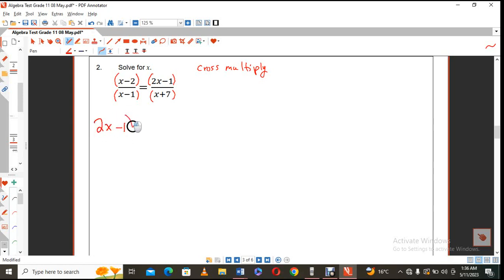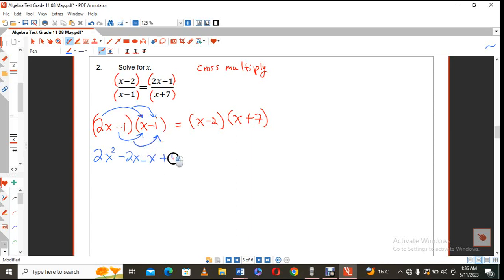So I'm going to start with 2x minus 1 on the left, multiplied by x minus 1, equal to x minus 2 multiplied by x plus 7. Okay, right, so we're going to multiply out the brackets. This 2x, I'm going to multiply with x, that gives me 2x squared. The 2x times negative 1 is minus 2x. Then I take the second term and multiply it with each term: that's a minus x, and a negative times a negative gives me positive 1.